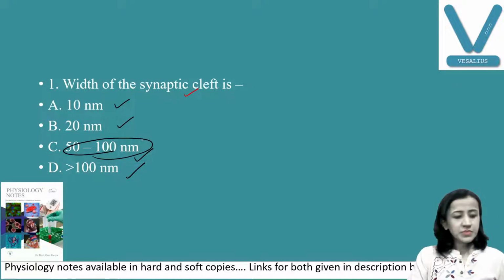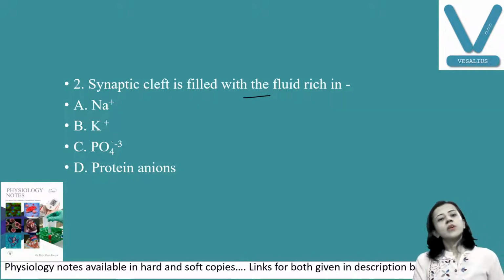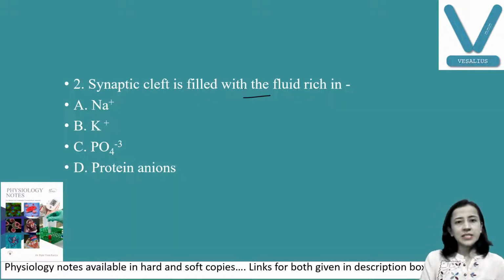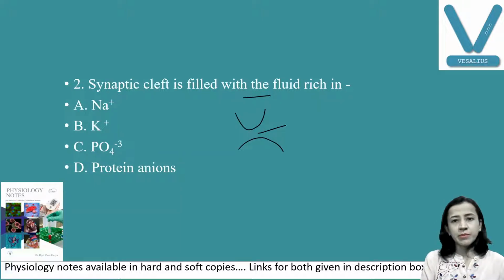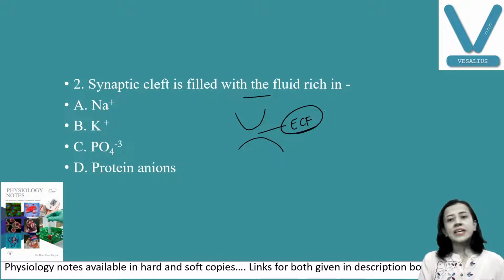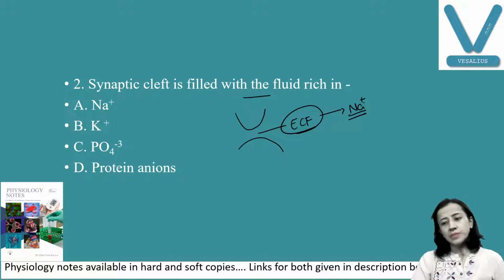Okay. Next question is, synaptic cleft is filled with a fluid which is rich in sodium, potassium, phosphate and protein anions. As I told you, in the synaptic cleft, this is presynaptic membrane, this is postsynaptic membrane, we have extracellular fluid. Okay, and extracellular fluid is rich in sodium ions. So this is your answer.